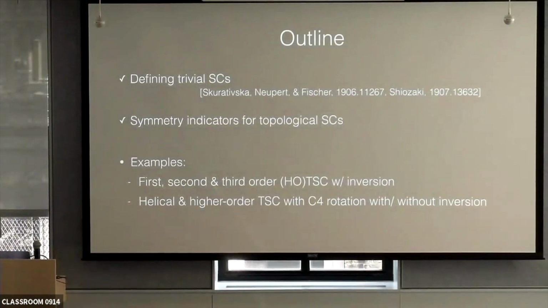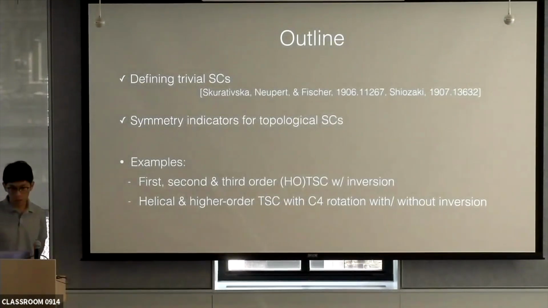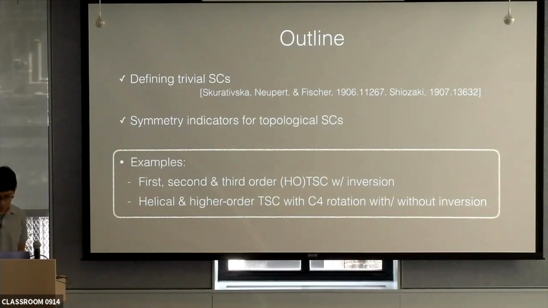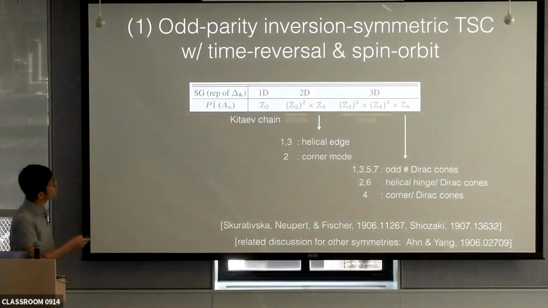And let me end by talking about some more physical applications of these ideas, which are really applications or what are some examples of topological superconductors that we can find by symmetry indicators. So the first part is to say what happens if we just have odd parity pairing with inversion symmetry. And again, class D3, which means that we have time reversal and spin-orbit coupling.